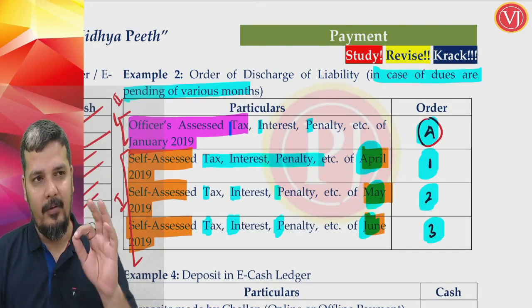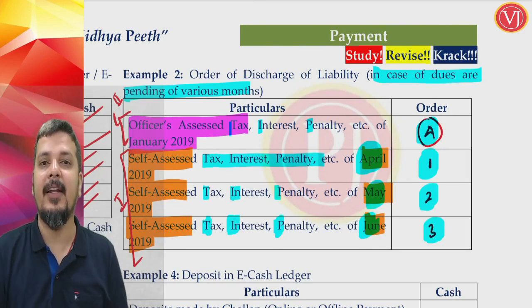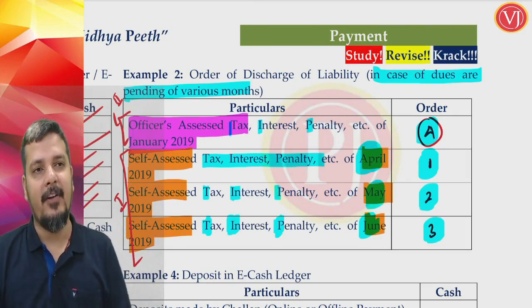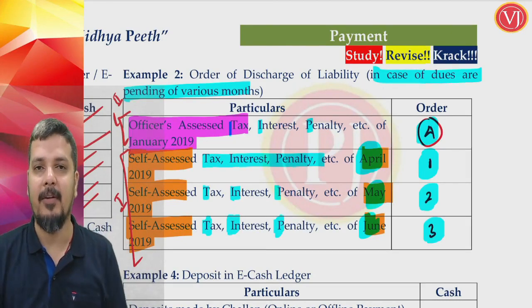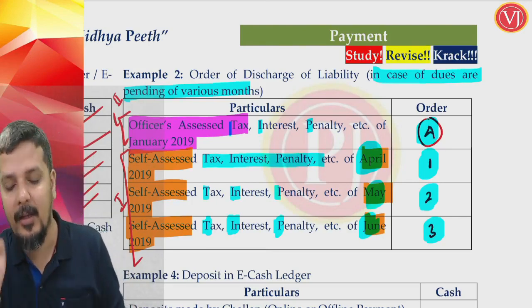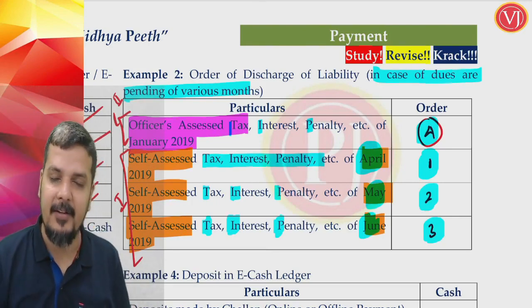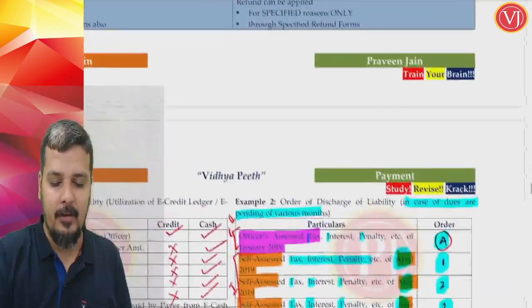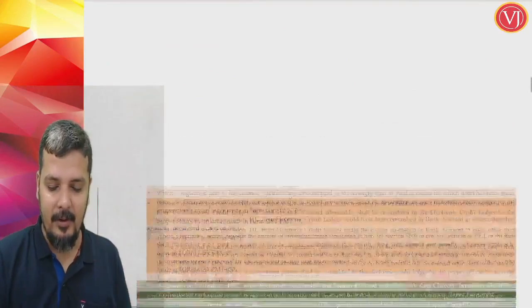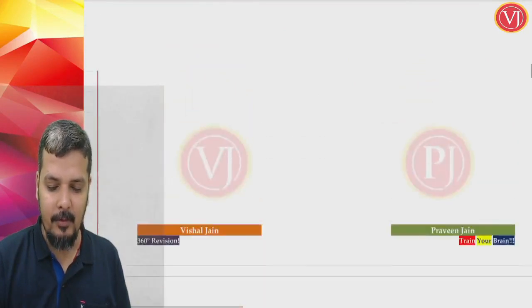Law tells that if you have self-assessed liabilities and officer assessed liability, give priority to self-assessed liability, then to officer assessed liability. In self-assessed liability, first focus on the earlier months, then focus on the latest months. And when you're focusing on those months, first pay all the liabilities of that month before moving on to the next month. So that is explained by this particular example too. So that was all about your order of discharge of liability. In which particular sequence you are required to close down your liability, that is given here.